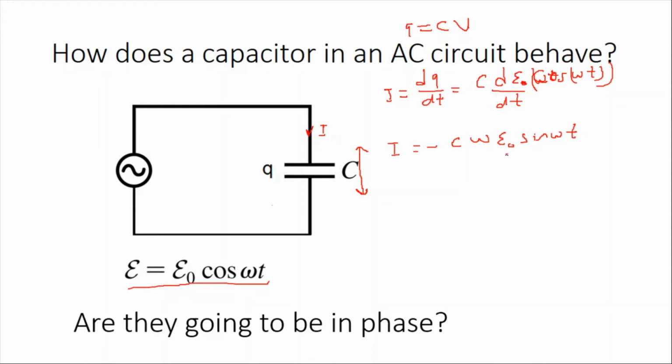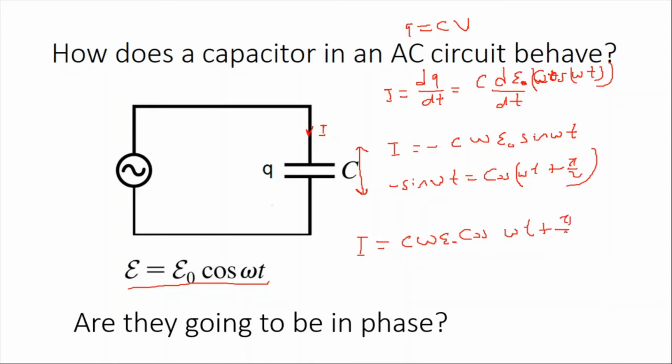Here this is the change of current with time, and this is a sine function, while the voltage is a cosine function. Let's change this one into a cosine function with a mathematical trick. We know that negative sine omega t is equal to cosine omega t plus pi over 2. Let's write this instead of sine omega t. So the current will be equal to C omega epsilon 0 cosine omega t plus pi over 2.